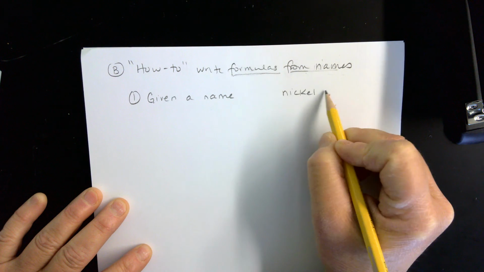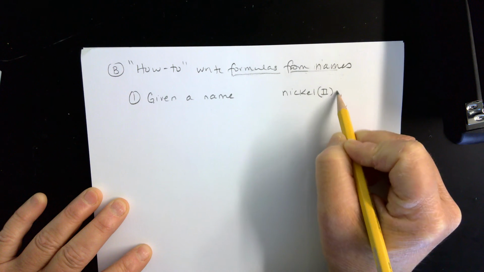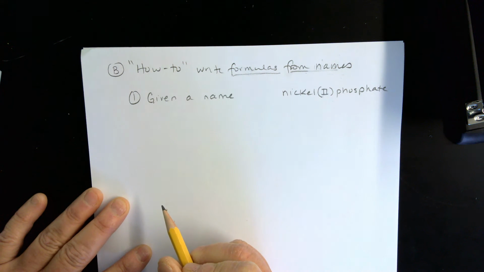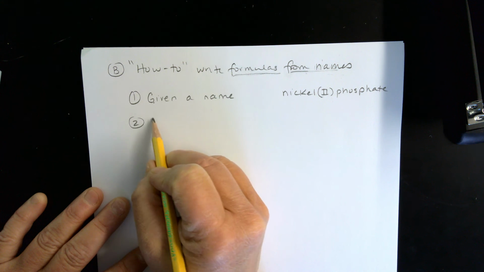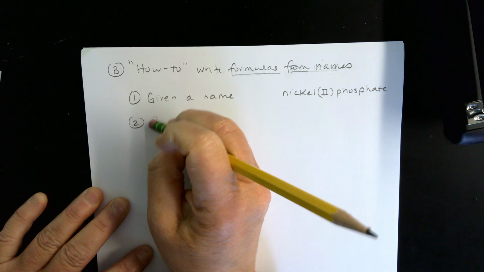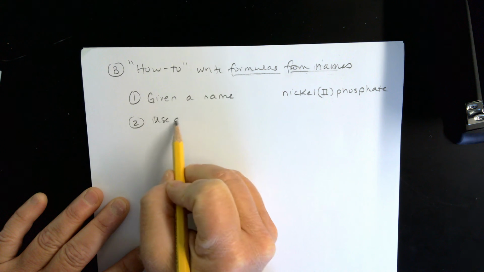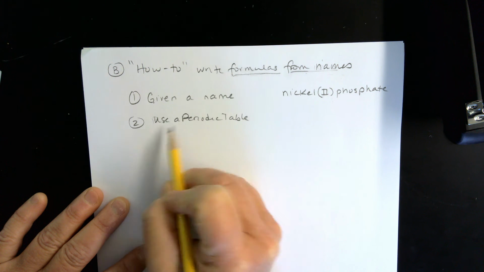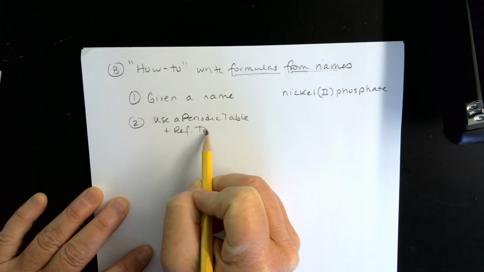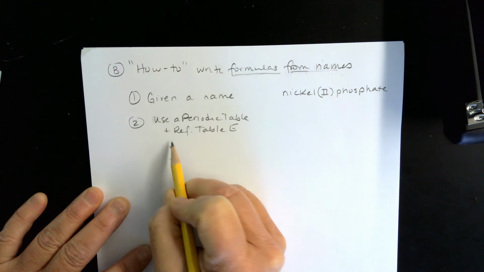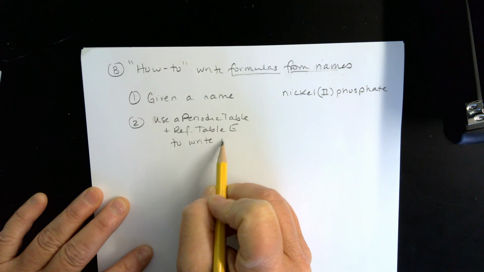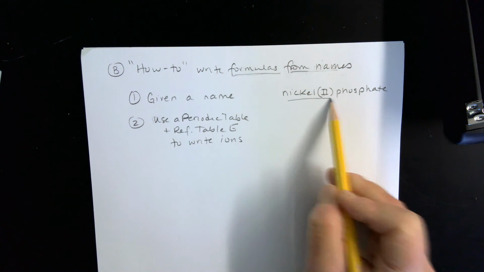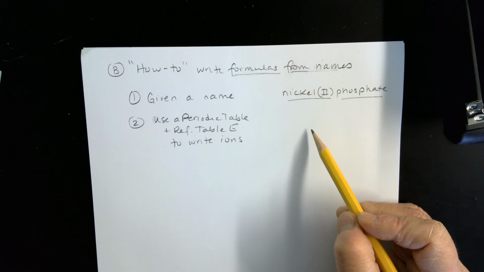So we're going to use as this example nickel 2 phosphate. Nickel 2 phosphate. Okay, what you're going to need here is a periodic table and reference table E to write down your ions. Because remember, the name has two parts to it. There's a cation and there's an anion. And now we just have to write down their symbols right here.